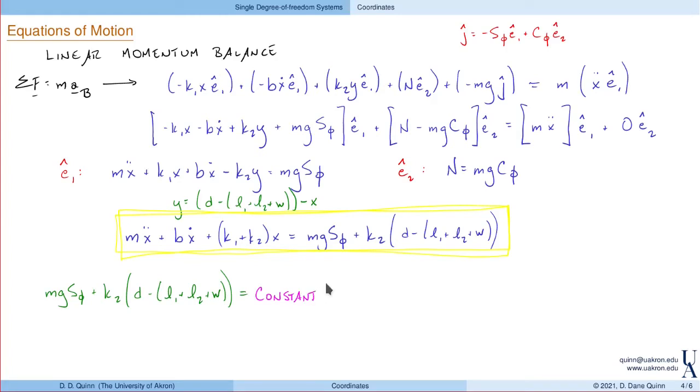So I'd expect that the particular solution has a constant piece in it. And then we'd have the homogeneous solution that, as we've seen, would be used to determine the response to specific initial conditions. If I look at this, I have two pieces here. This first piece, mg sine, is due to gravity. And this second piece is really due to the geometry of the system.